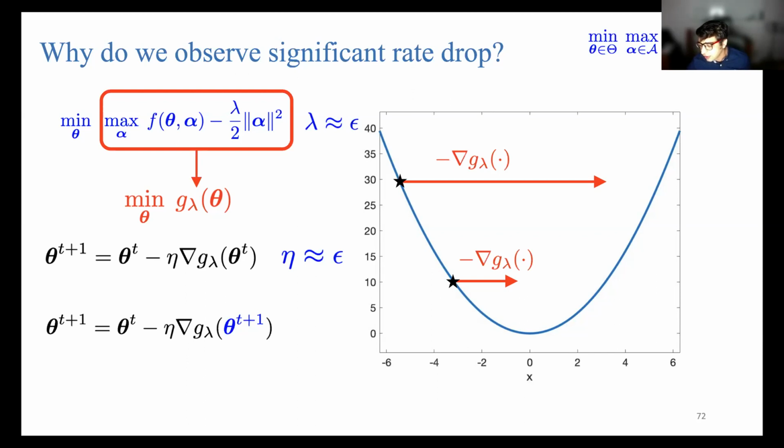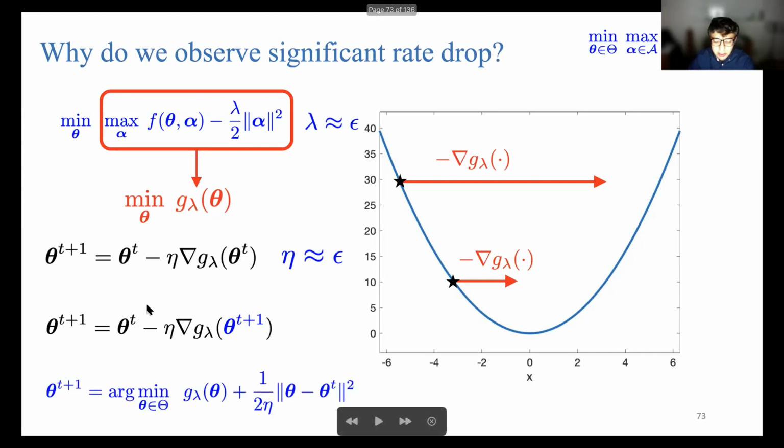would work with any step size. So this update rule is equivalent to doing a proximal type update rule. And for the proximal type update rule, we know that we can use any eta to solve.